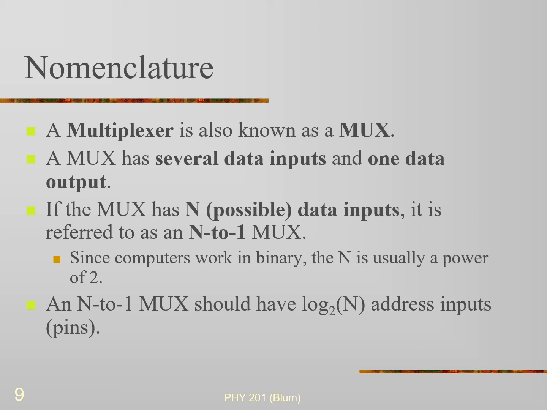Typically, the n is some power of 2 because, again, they need to be addressed. And so if we have some number of address or select inputs, then the number of things we can distinguish is usually a power of 2. So when we're talking about an n-to-1 MUX, that n is usually some power of 2. And then the number of address inputs is just the opposite of what we were doing before. So it's log base 2 of n.